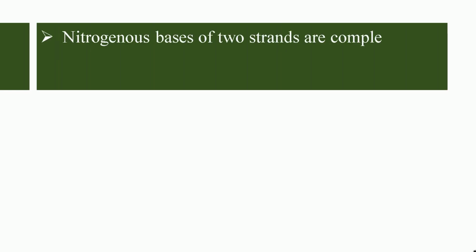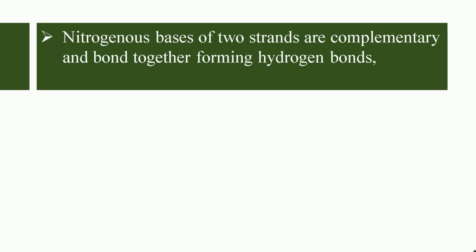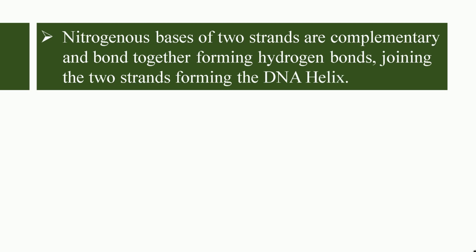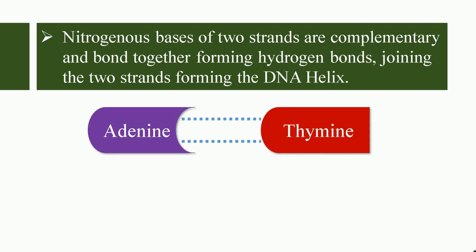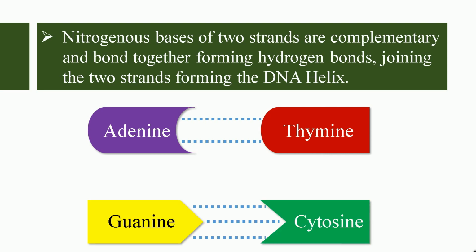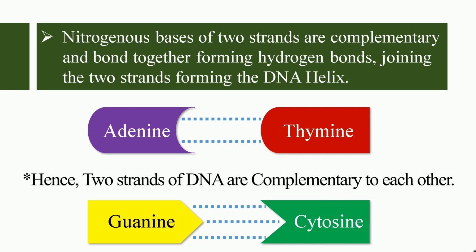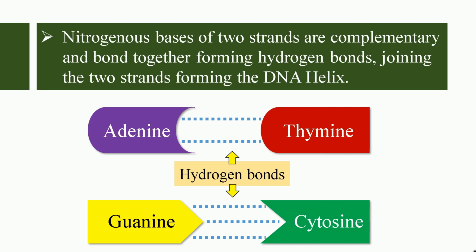The nitrogenous bases of the two strands are complementary and bond together forming hydrogen bonds, joining the two strands forming the DNA helix. The base pairing of the nitrogenous bases is quite peculiar, as adenine always pairs with thymine and guanine always pairs with cytosine. The nitrogenous bases pair with each other forming hydrogen bonds. Adenine bonds with thymine forming two hydrogen bonds, whereas guanine bonds with cytosine forming three hydrogen bonds.